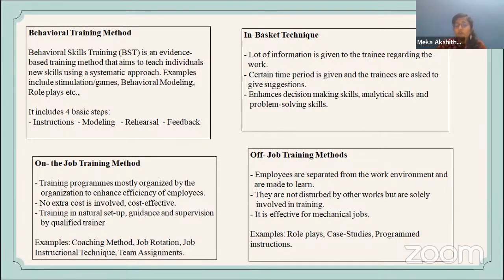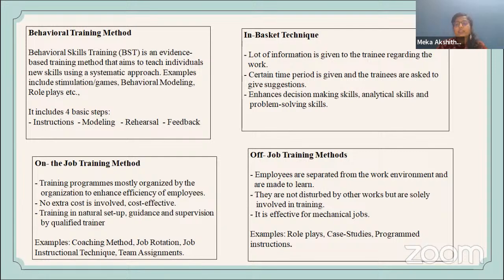Then comes off-the-job training methods. When we are talking about off-the-job training methods, employees are completely separated from the job duties. They won't be performing their regular jobs, right? So they won't be having any work related to their roles. They would be entirely separated from the organization setup. They would be taken to another setup wherein only training will be given to the employees. Here the employees can solely focus on the training.